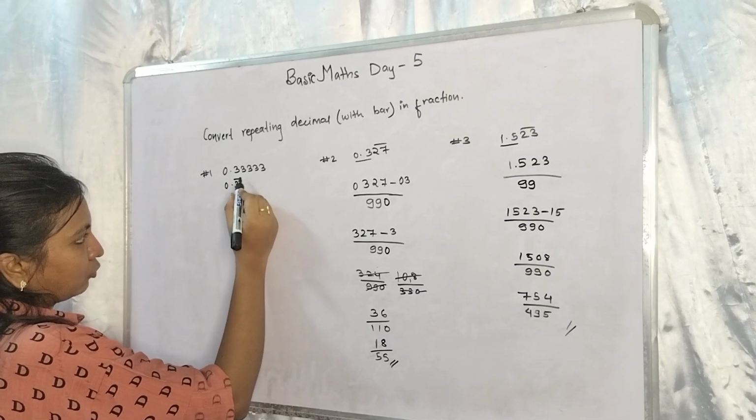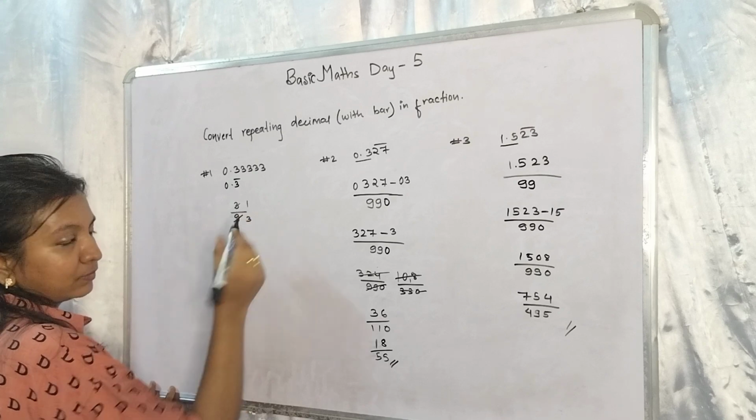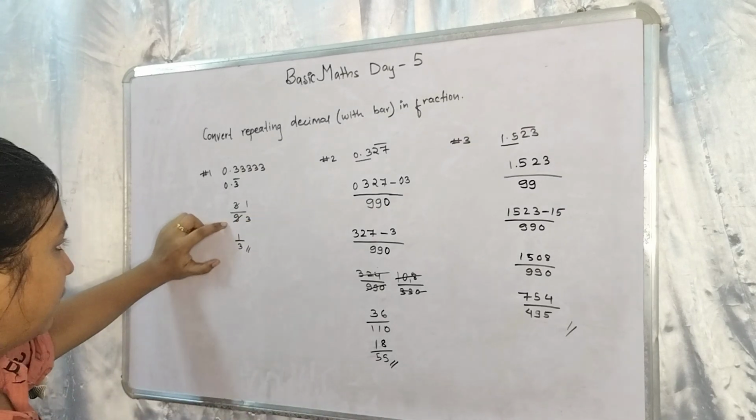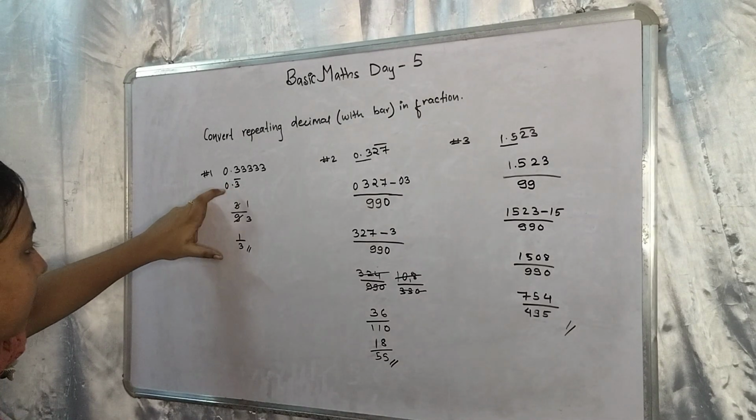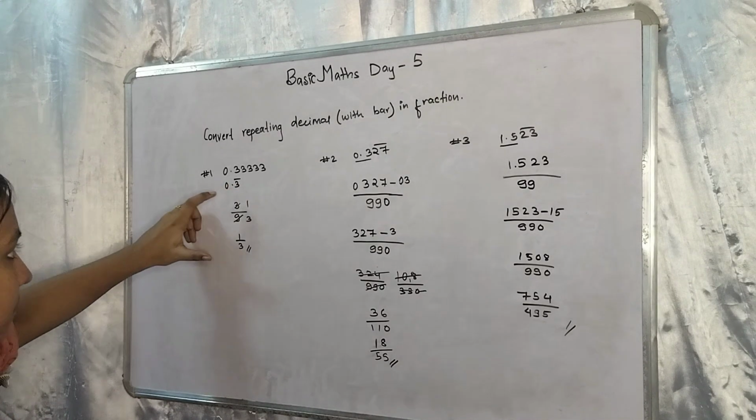But there was no number before the point. There were no numbers before the bar. So we neither added 0 nor subtracted, because 3 minus 0 will give you only 3. Fine. So this is the answer.